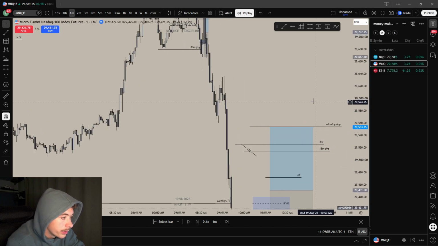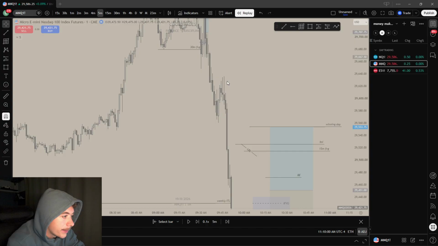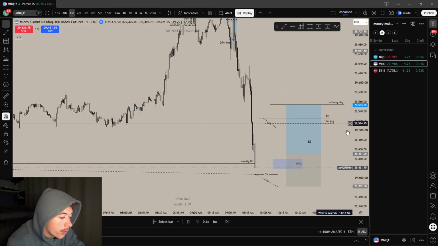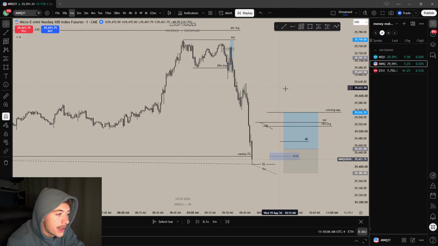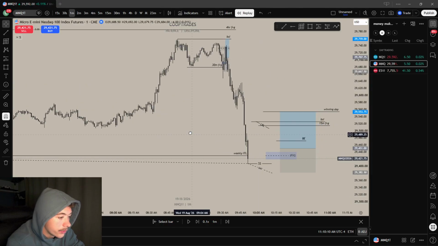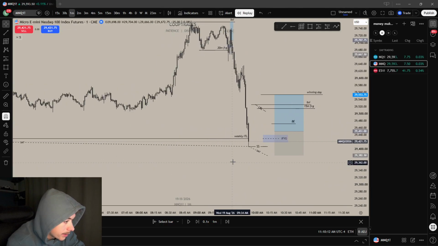Then we did get this really nice short right here out of a 5-minute gap. Tapped into this 5-minute gap, got a 1-minute inversion, and that played out really nicely. Just unfortunately, this 5 minute was unsponsored, so I did not take that because of it being unsponsored.